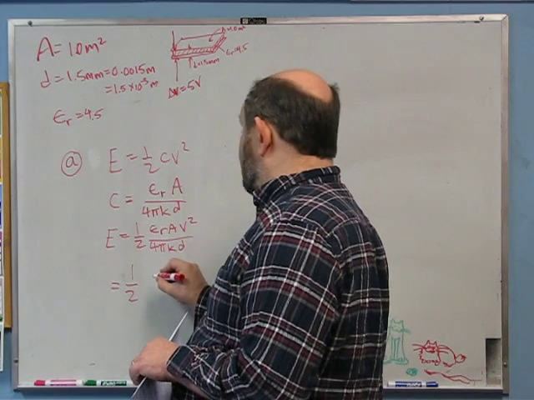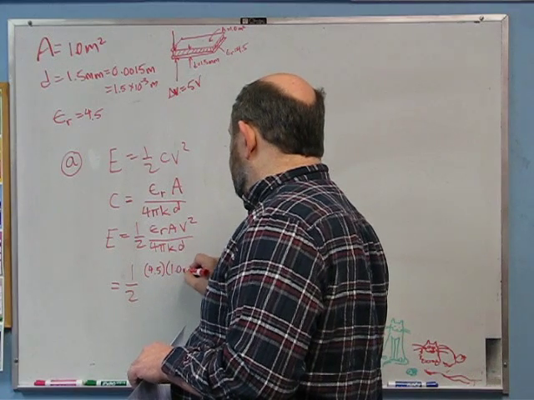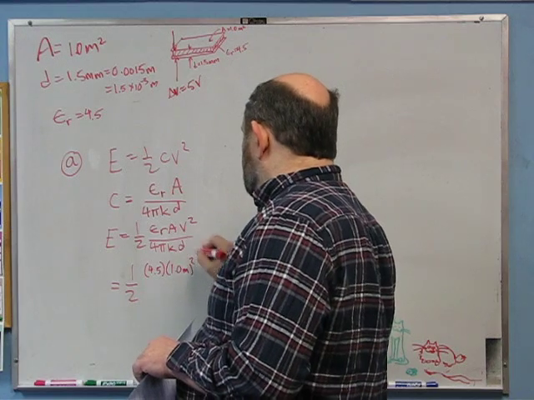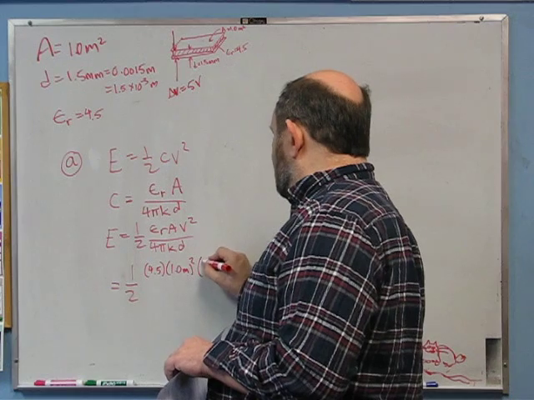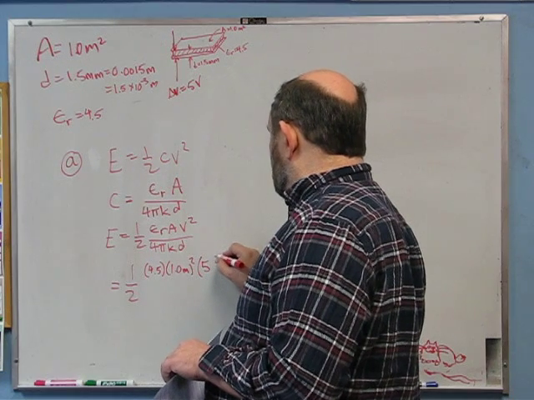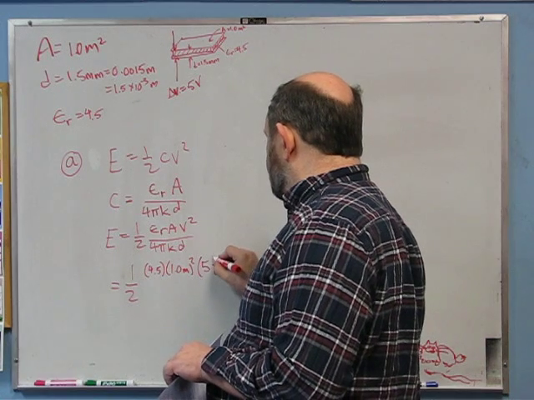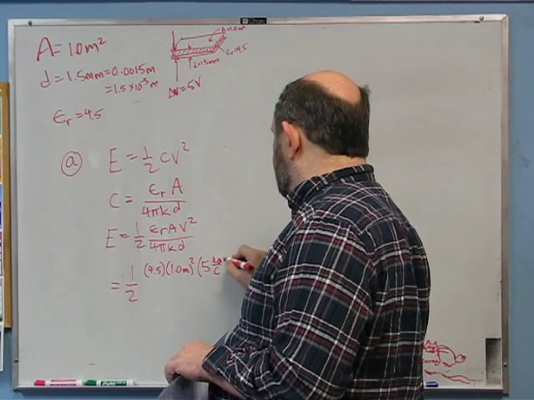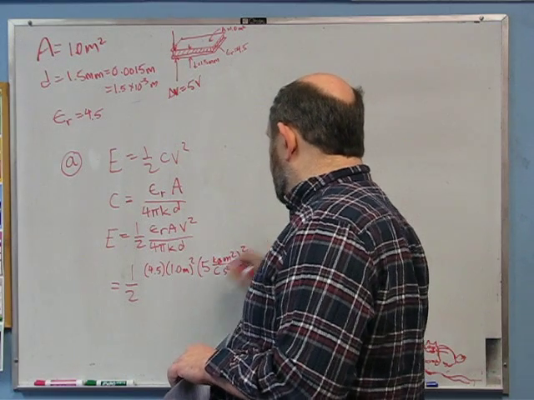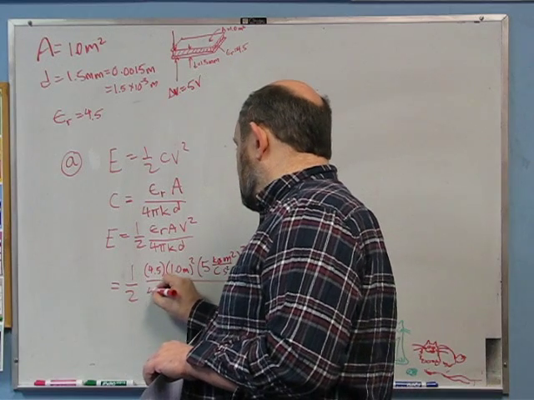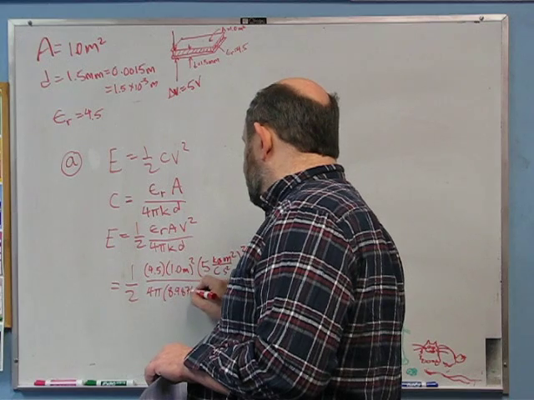So it's 1/2. Dielectric constant is a unitless 4.5. The area is 1.0 meters squared. The voltage is 5 volts, but I'm going to write a volt as a joule per coulomb. And in fact, I'm going to expand the joule out into kilogram meters squared per second squared so that I can make sure all the units properly cancel. Squared. Divided by 4 times pi, and then 8.9876 times 10 to the ninth.